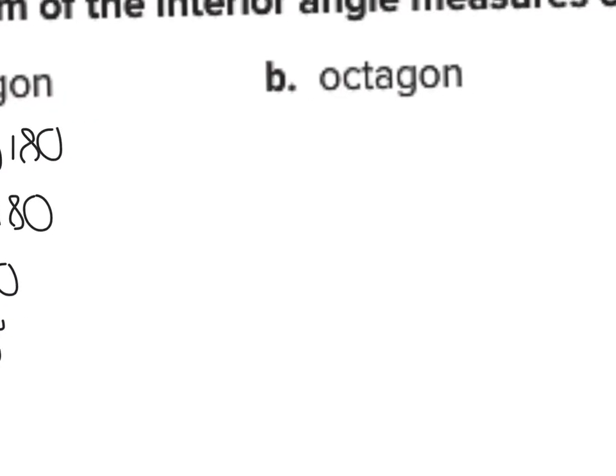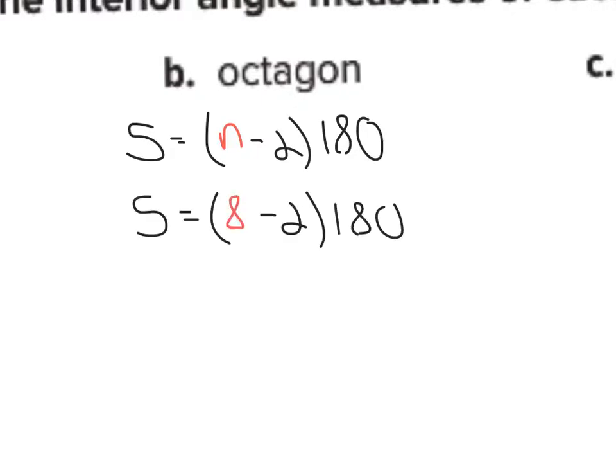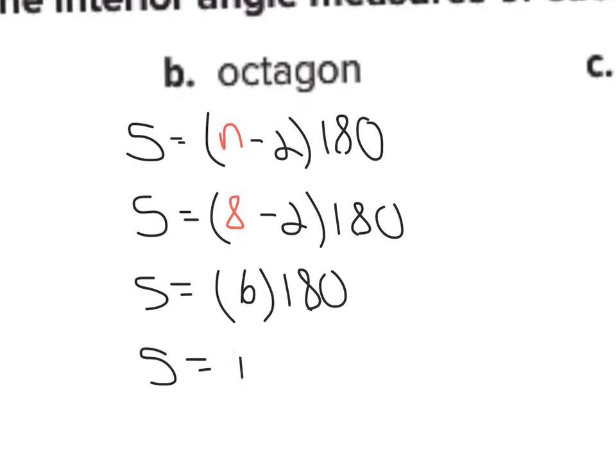Okay, let's try the next one, an octagon. Again, write down the formula, and let's replace the variable n. It's an octagon, which is 8 sides. And then we go ahead and solve. So the sum of all angles, 8 minus 2 equals 6, times 180, or you can say 6 times 18, which is 108, but then you add in the 0, and it becomes 1080. 1080 degrees is the sum of all angles inside of an octagon.